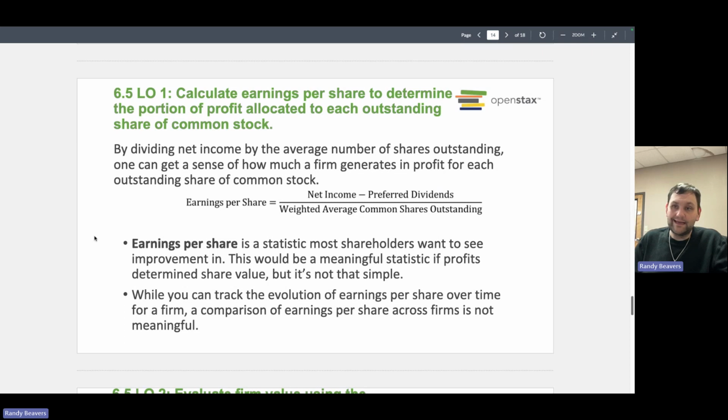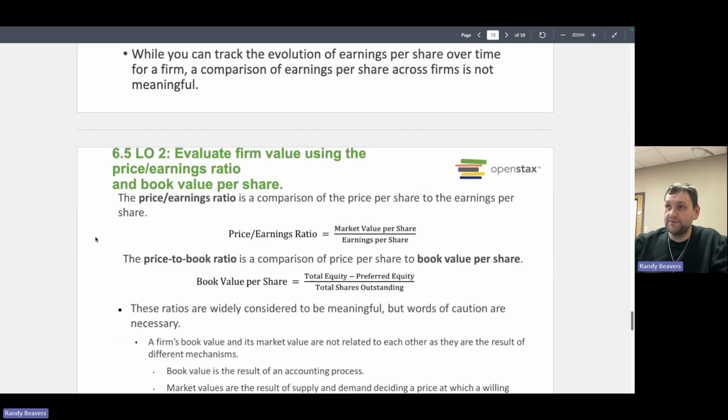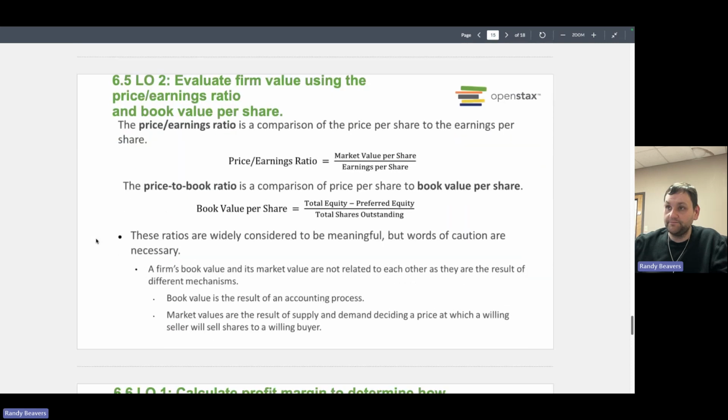Generally, shareholders really like high earnings per share, but it's complicated in terms of the calculation, how things change over time. From an investment perspective, a lot of investors really like this price to earnings ratio, the market value per share over the earnings per share. This particular one basically tells you, for every dollar of earnings that your company has, how much am I paying for it? So for example, a PE ratio of 15 would mean that for every dollar that a company is earning, you're paying $15 for that.